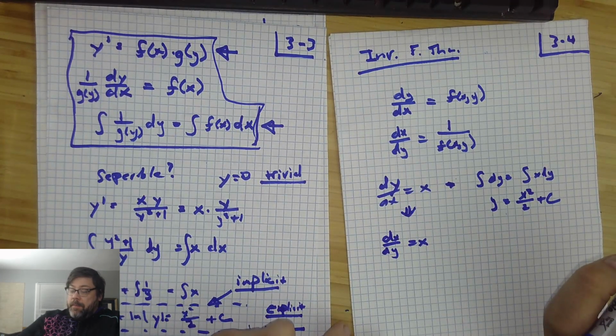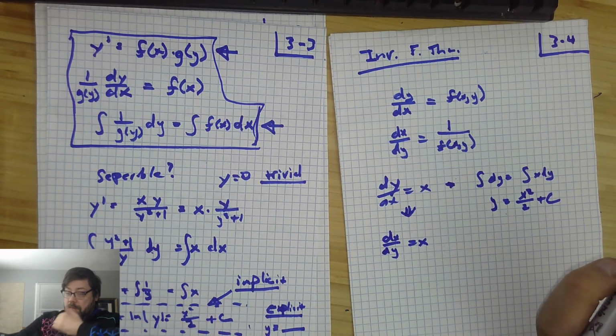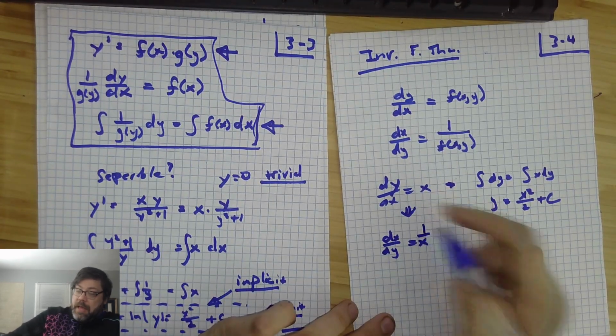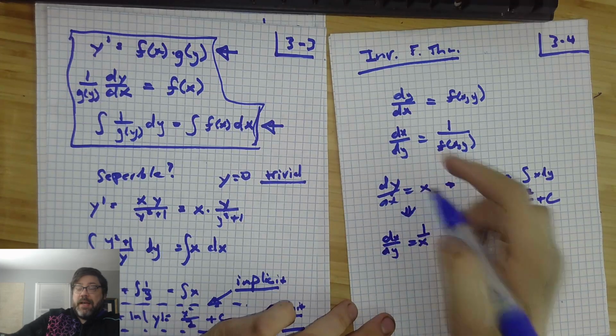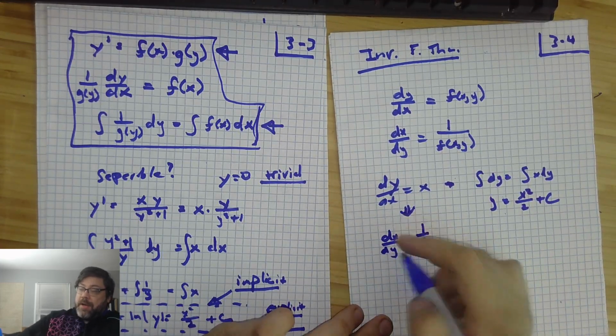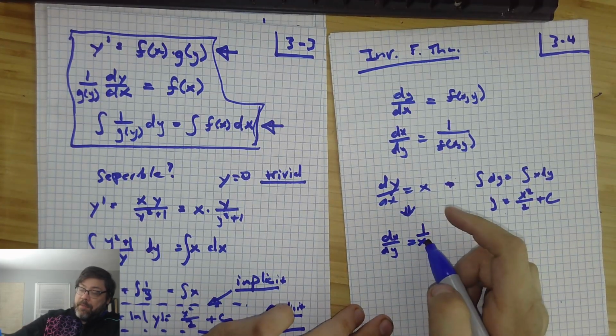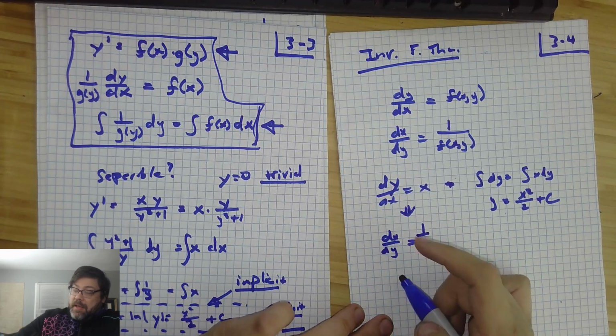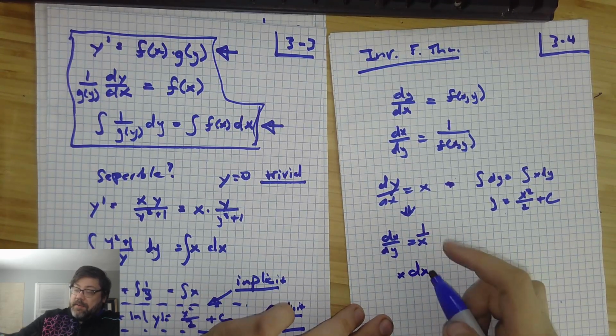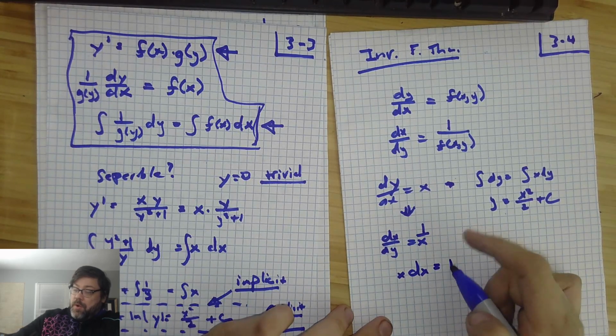And when we do this, 1 over x, right? We have to invert both sides. So how would I solve this? Well, I solve it like separable. I'm going to multiply both sides by x. So I'll have x dx equals 1 dy.